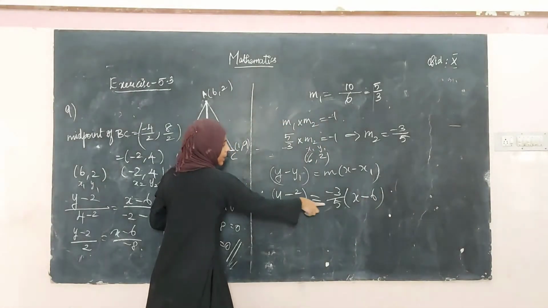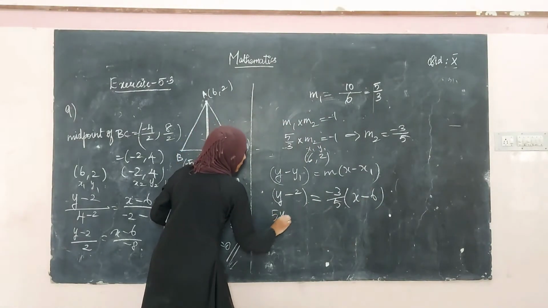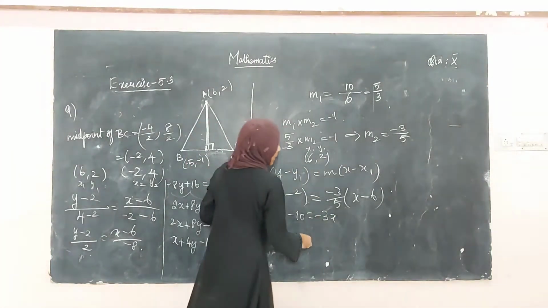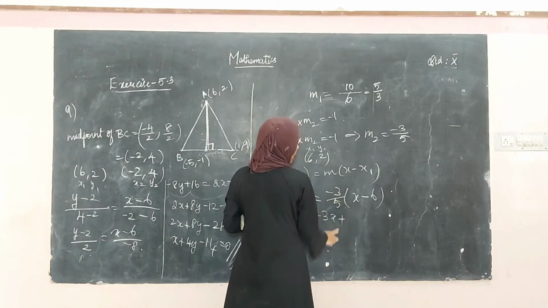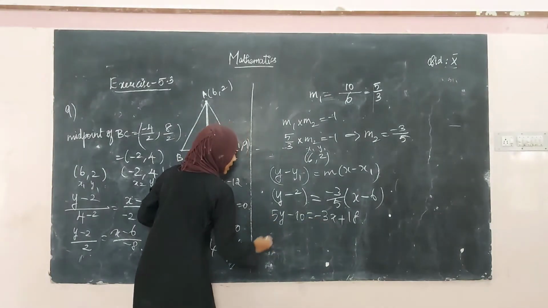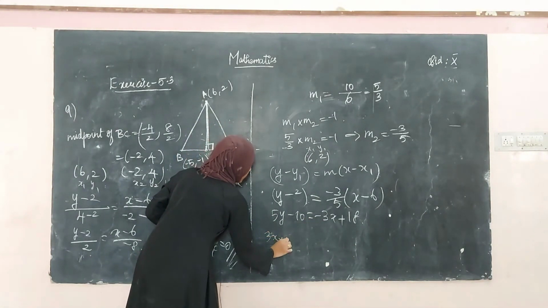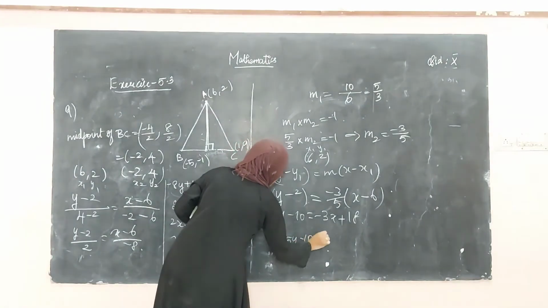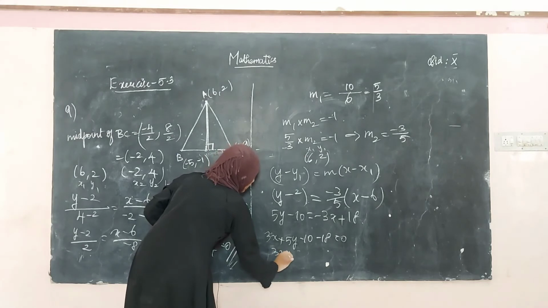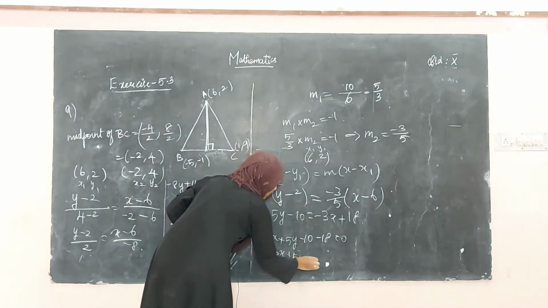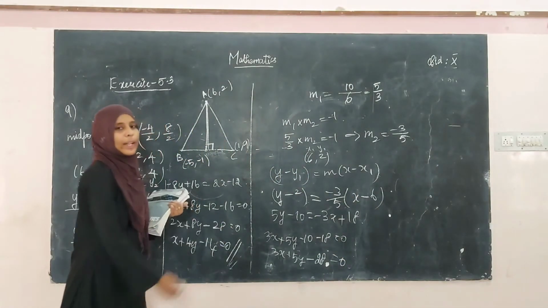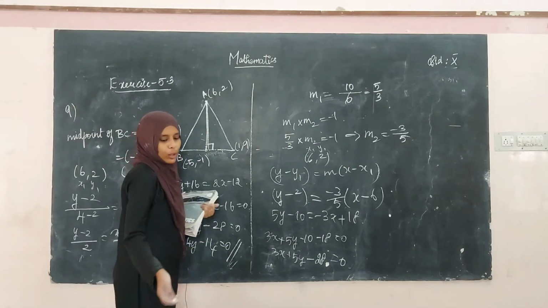So, bring this 5 this side. So, 5y minus 10 is equal to minus 3 into x minus 6. Multiply this minus 3 inside: minus 3x plus, minus into minus is plus, 6 times 3 is 18. So, bring these two terms this side. So, 3x plus 5y minus 10 minus 18 equal to 0. What will be the equation? 3x plus 5y minus 28 equal to 0. So, this is the required equation of the altitude.